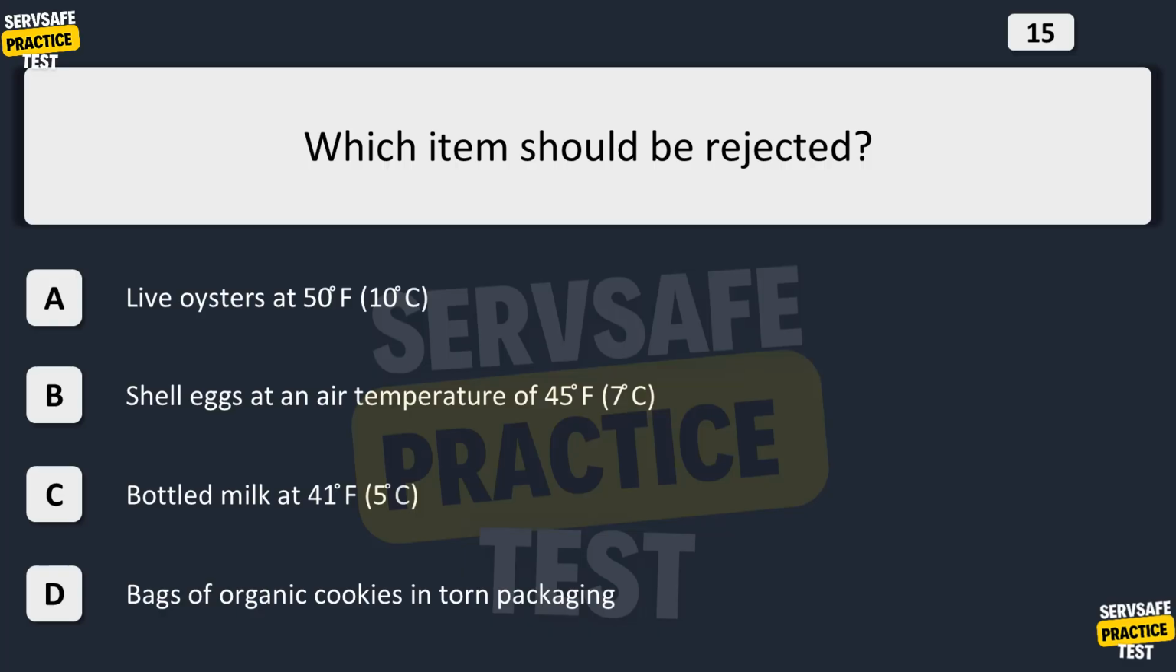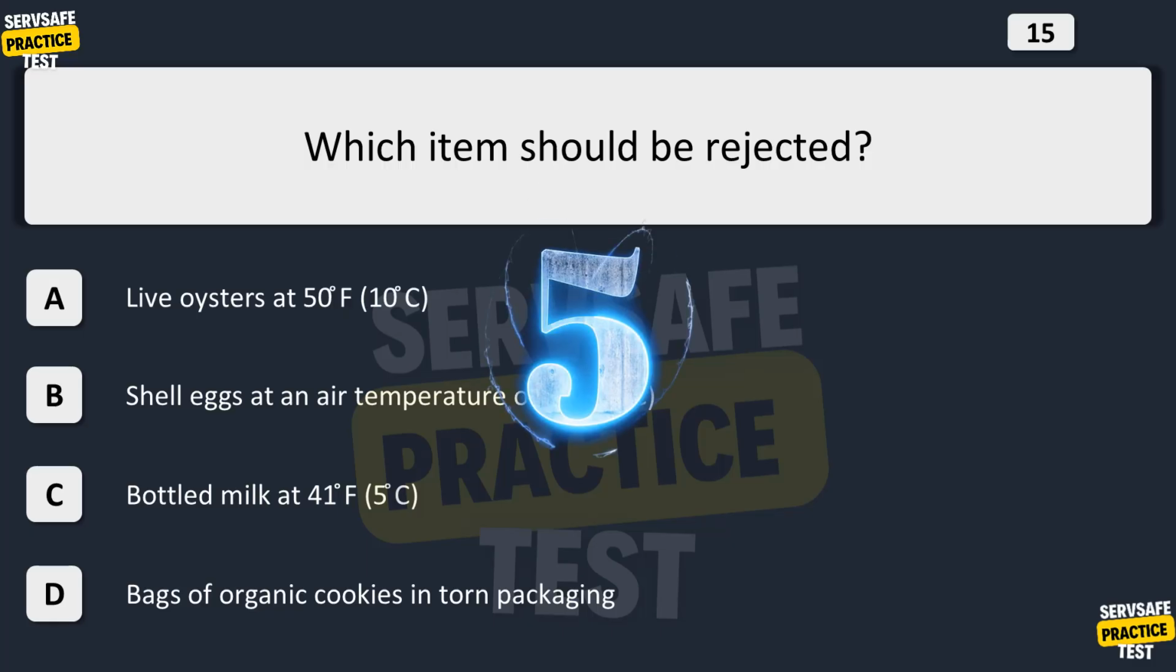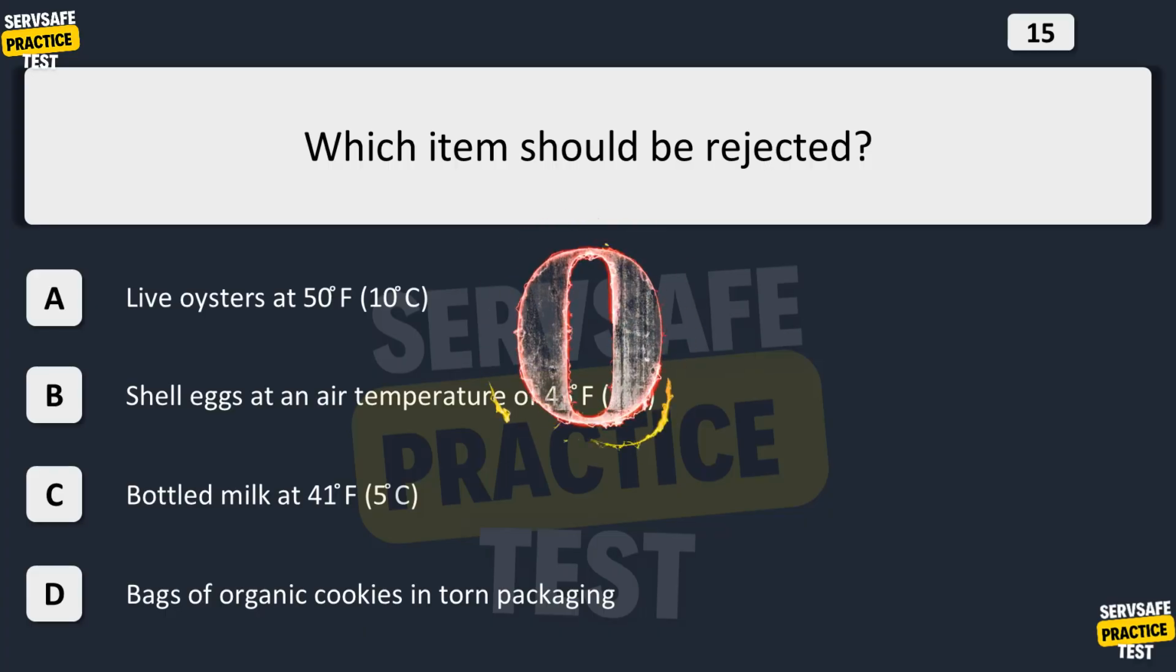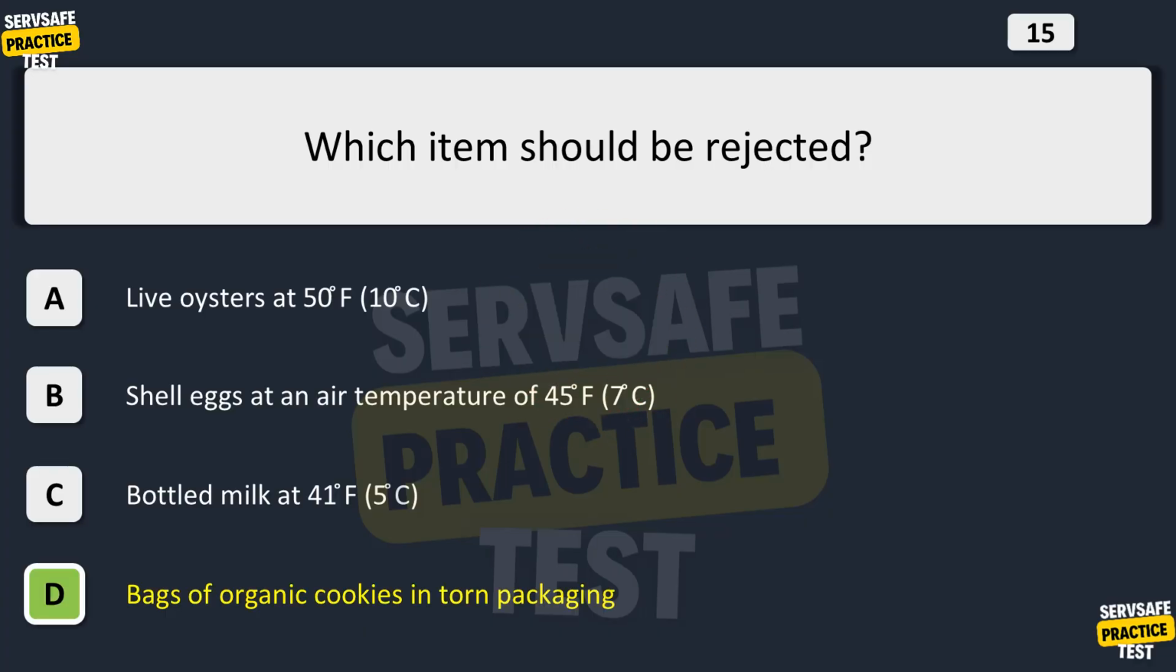Which item should be rejected? A. Live oysters at 50 degrees, 10 degrees Celsius. B. Shell eggs at an air temperature of 45 degrees, 7 degrees Celsius. C. Bottled milk at 41 degrees, 5 degrees Celsius. D. Bags of organic cookies in torn packaging. The correct answer is D. Bags of organic cookies in torn packaging.